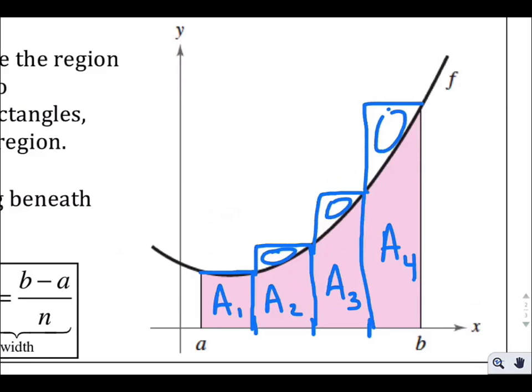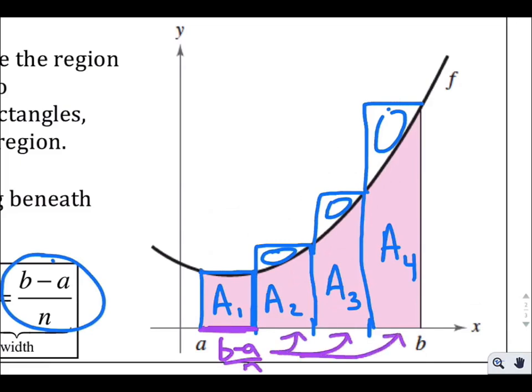To find the area of a rectangle, remember it's length times width, or base times height. The width is given right here, b minus a over n, and it's the same for all of these because it's an equal width. The height of each is found by the y value at each of these x values. You find the x value, plug it into the function, and that gives you the height. We would then add all of these areas together.